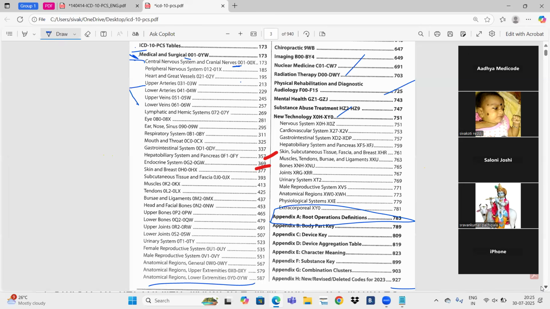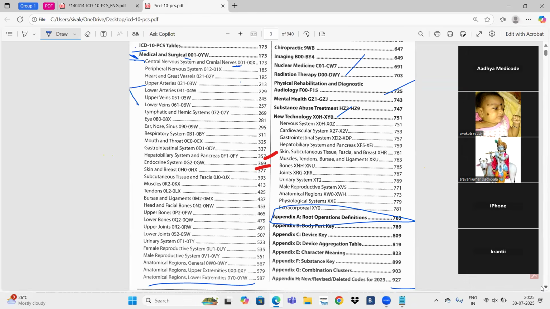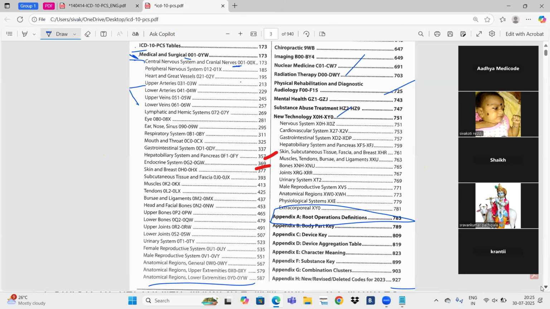Arteries carry oxygenated blood. Veins carry deoxygenated blood. Arteries carry oxygenated blood away from the heart to the whole body. Arteries carry oxygenated blood from the heart to the other body parts. Veins carry deoxygenated blood from other body parts to the heart.